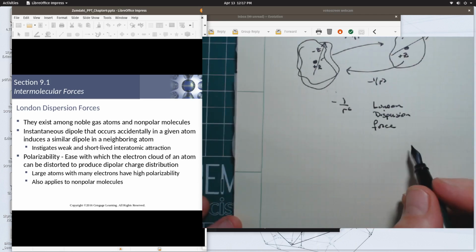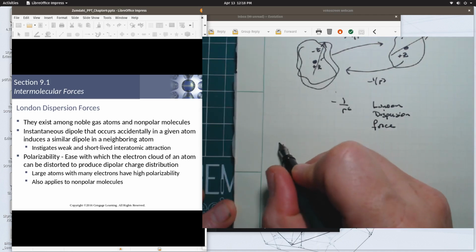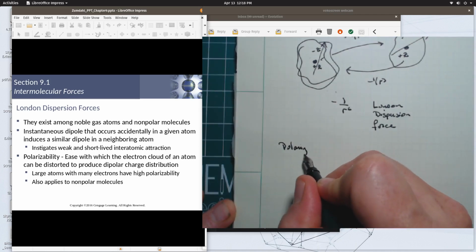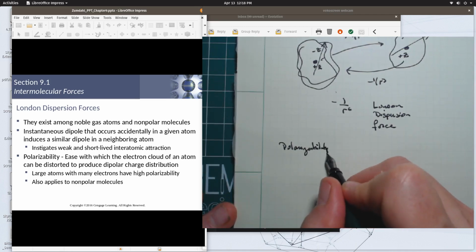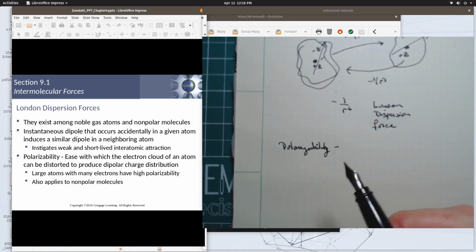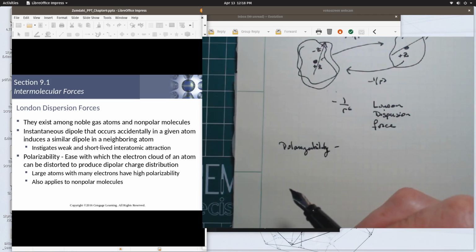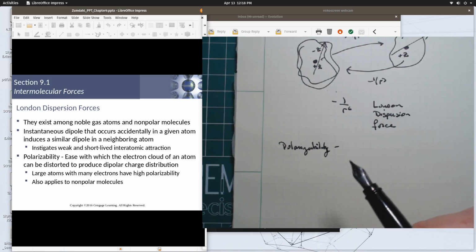Okay, very, very weak. So the more polarizability, so the polarizability of something is how easily the electrons in that system can respond to a change in the electric field that it sees. So if you have many electrons, you have very high degrees of polarizability. So you have much stronger dispersion forces. Even atoms such as helium have dispersion forces.